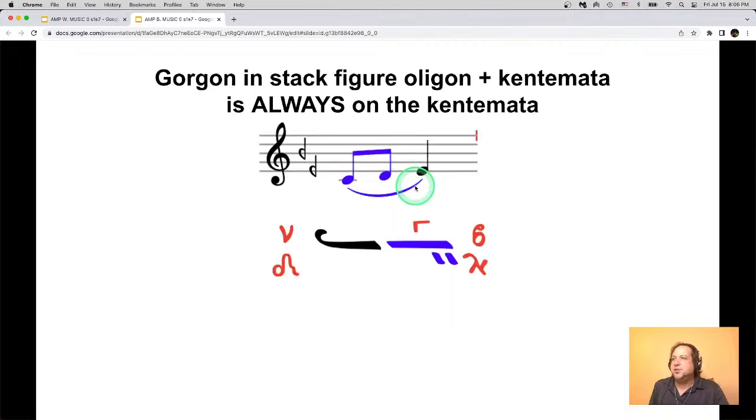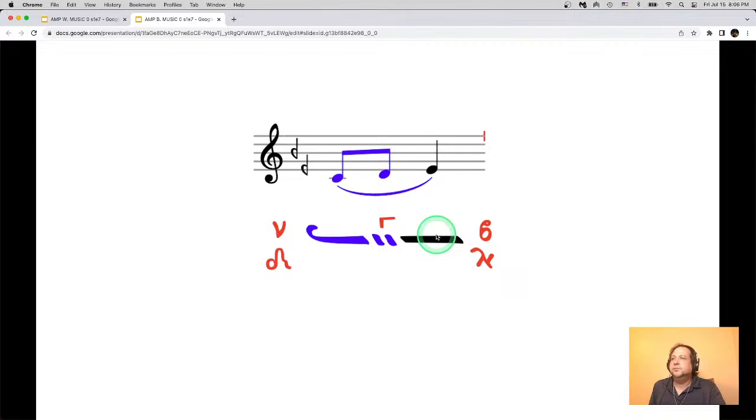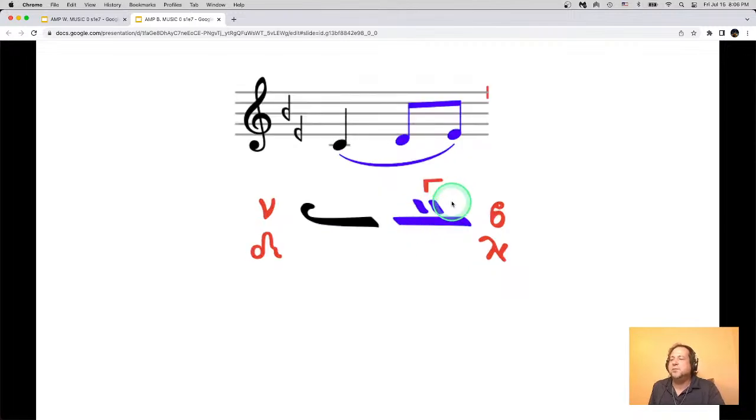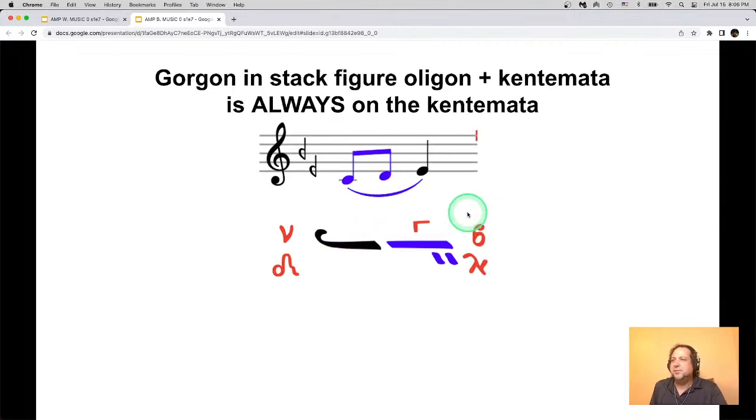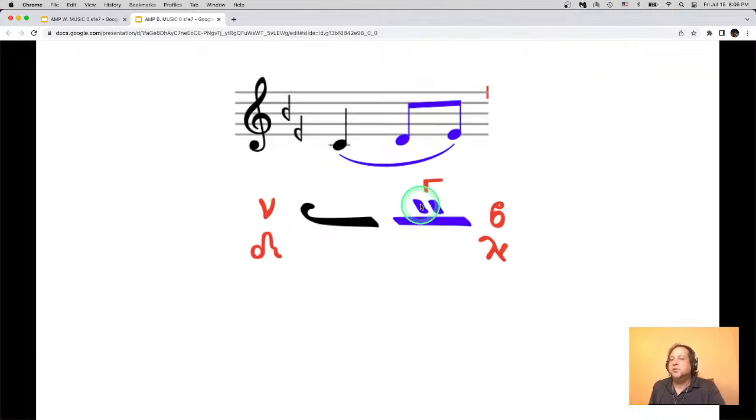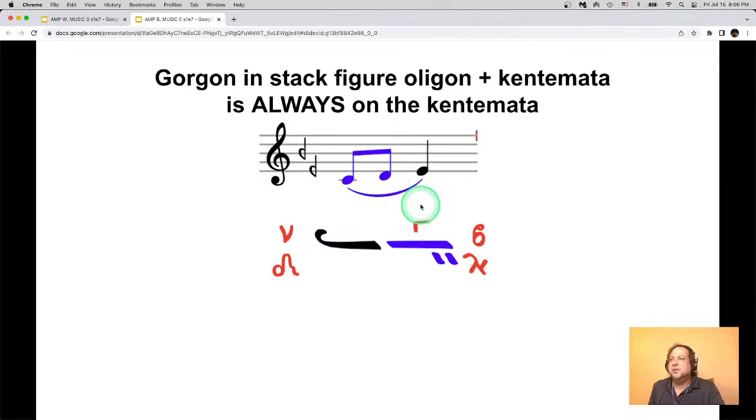Our stack combinations. So gorgon, stack figure, oligon, and kendimada is always on the kendimada. So whenever you see this little group here, the gorgon is always on top of this. So you can unroll this to be ni pa vu, da da da, like that. You can unpack this to be the opposite. Da da da da da da. The kendimada are always read first. It's read from the bottom up on this particular neume. So oligon first, kendimada first, oligon. And the gorgon is always on the kendimada.